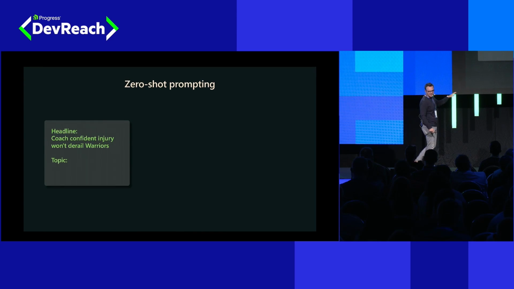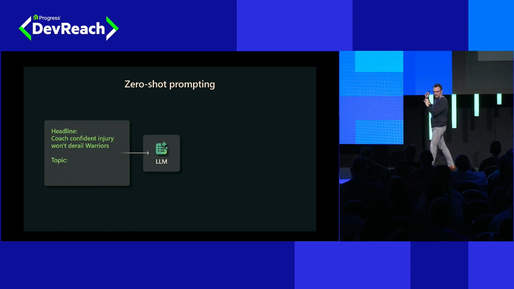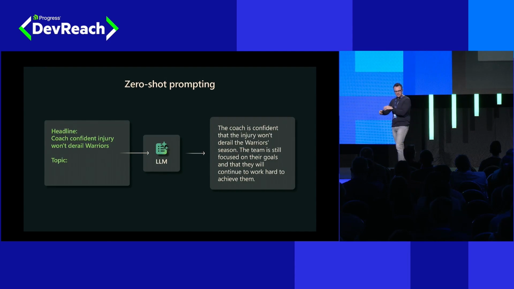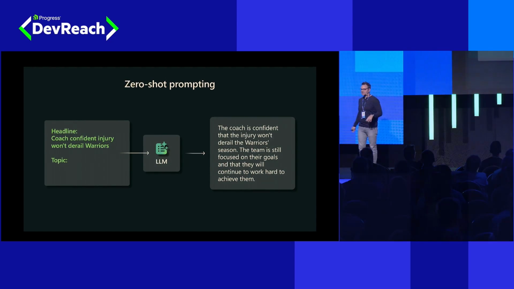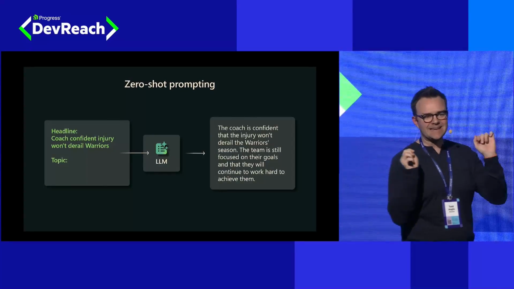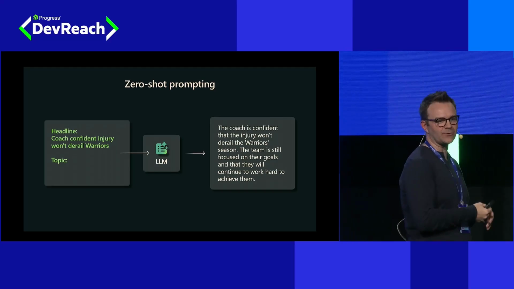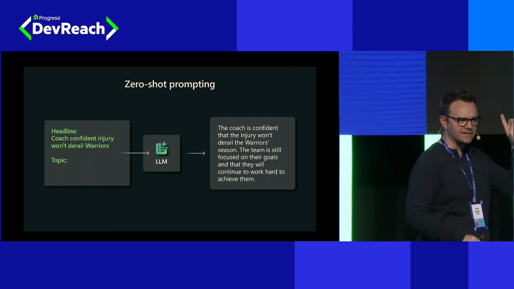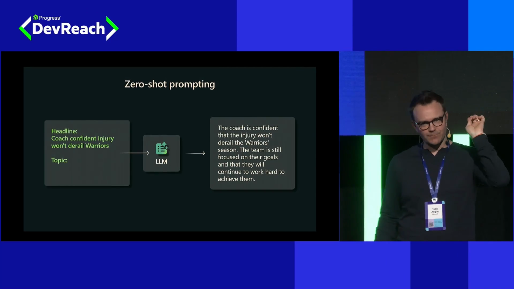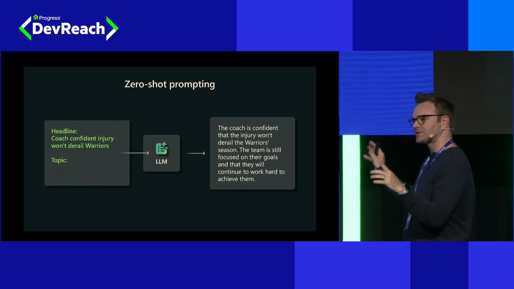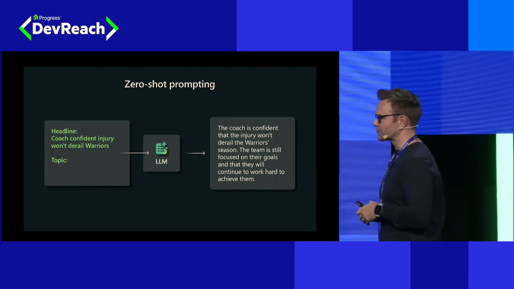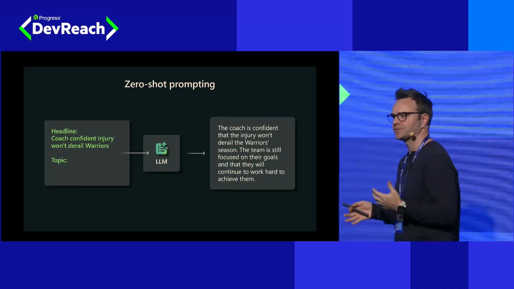Zero-shot prompting is something like this. My prompt says, headline: coach confident, injury won't derail the Warriors, topic, and then I get a completion from my large language model. The coach is confident the injury won't derail, blah, blah, blah. Zero-shot prompting basically says, without providing any examples, ask your model for a completion and just hope it gets it right. I think of this a lot like the Google "I'm feeling lucky" button. You're just hoping that the model understands what you're after and pretty much gives you what you're looking for without any other coaching. And for certain kinds of things, this actually works fine.